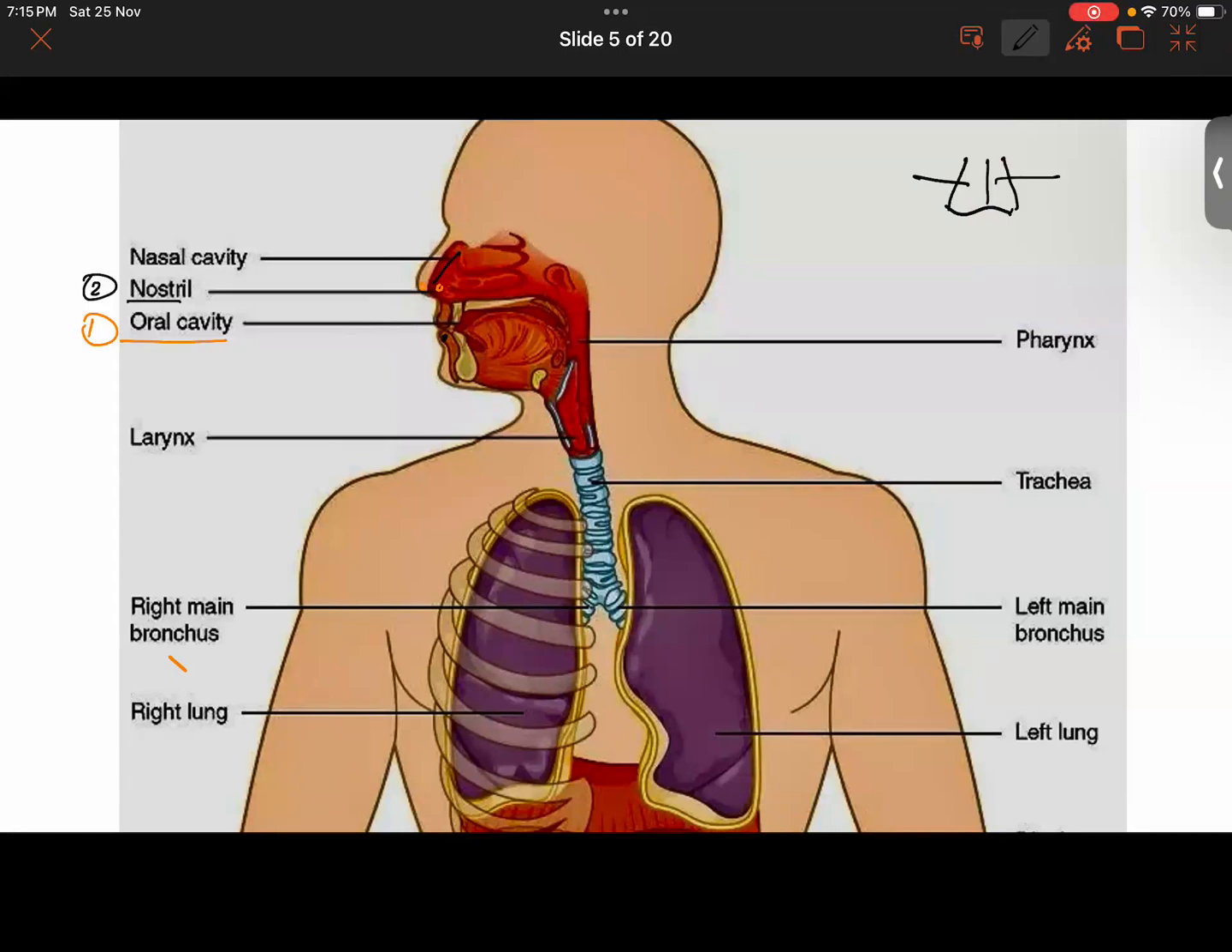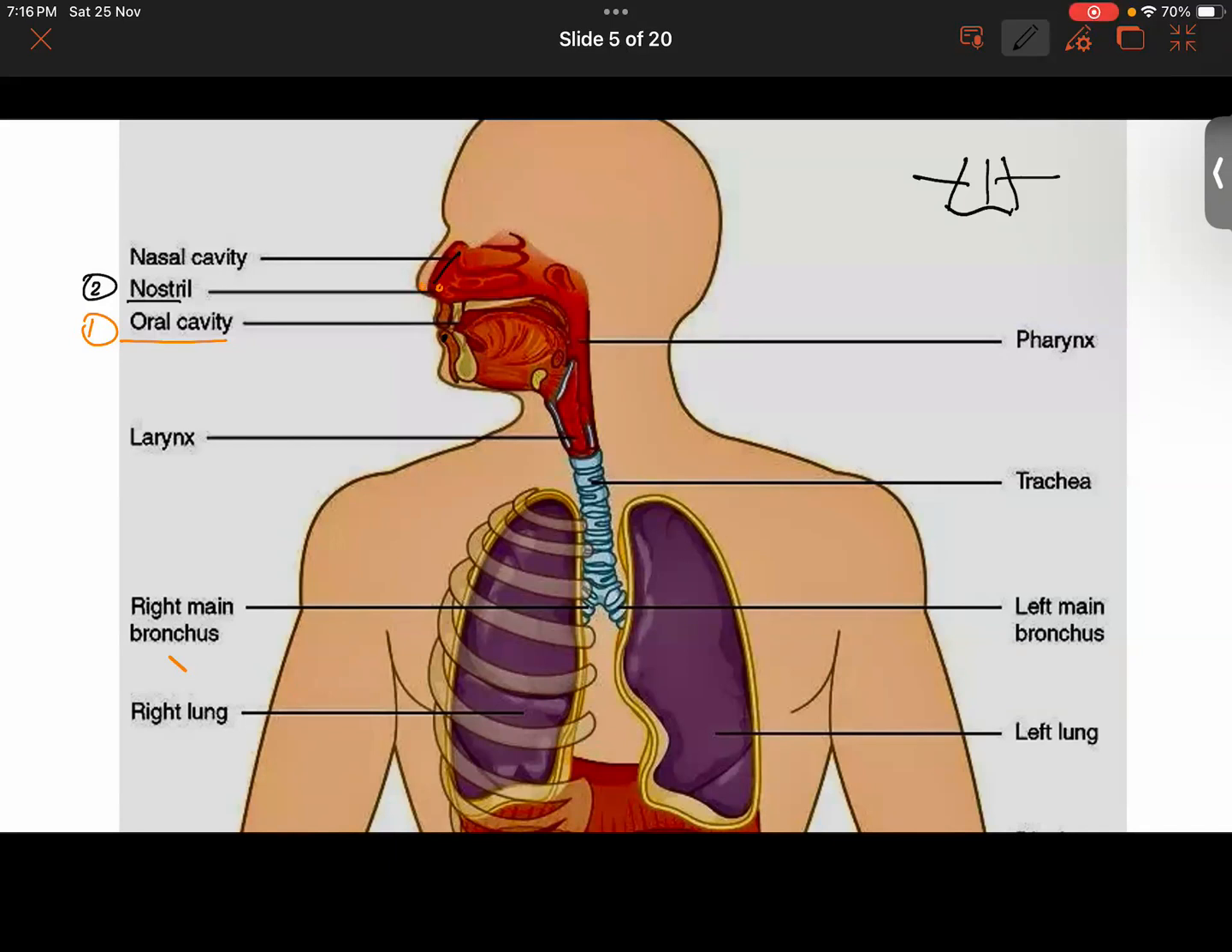Exactly. And that's easy. I thought nostrils was something else. No, that is pretty easy. Nostril is basically the two holes, the opening of the nose, where you have got tiny hairs that filter out the dust particles from the air.